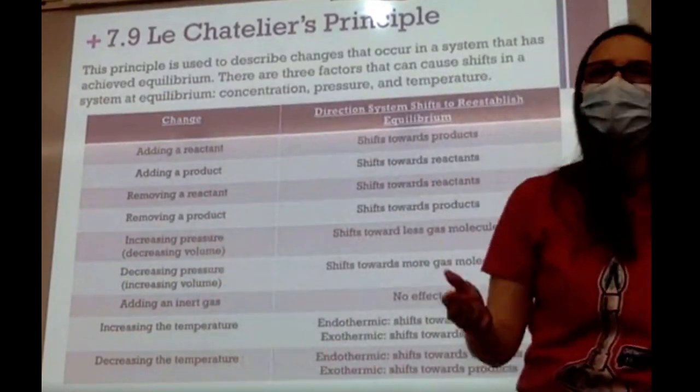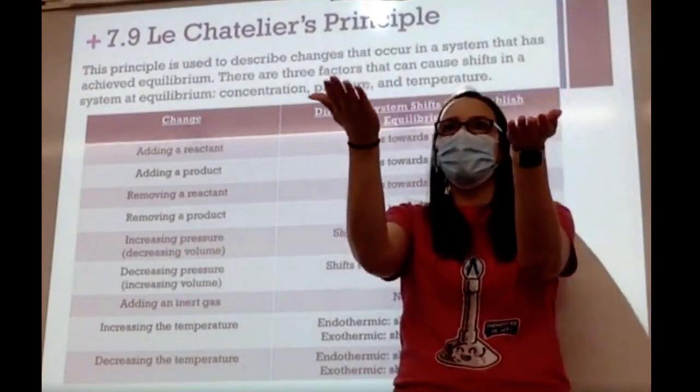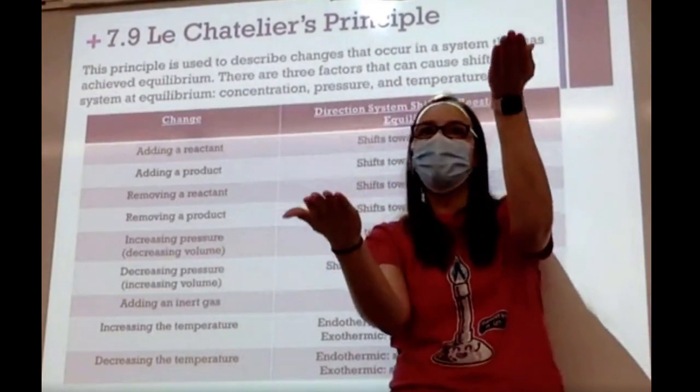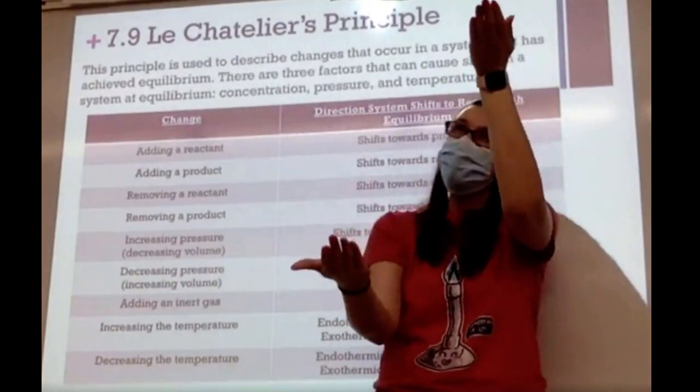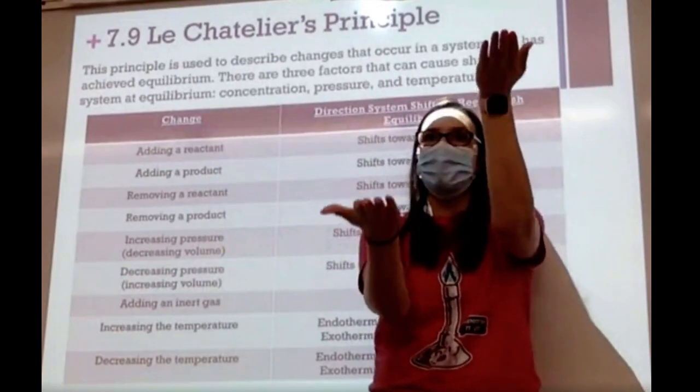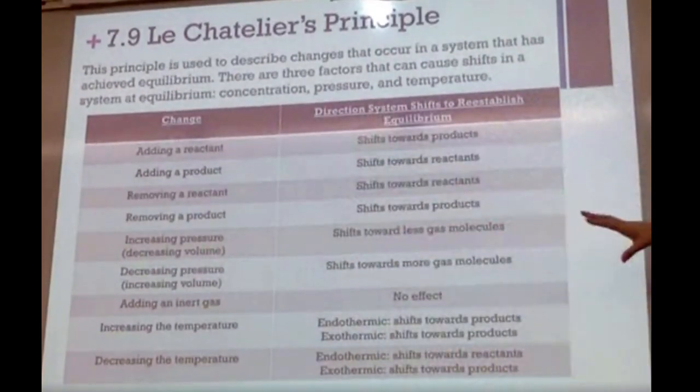So if we make a change, what you need to think about: remember when we did Le Chatelier's principle, we talked about the seesaw, right? You make a change, you add something, well, now it's no longer at equilibrium. So you have to think about which way it has to shift to get back to equilibrium. And that's what this is looking at.